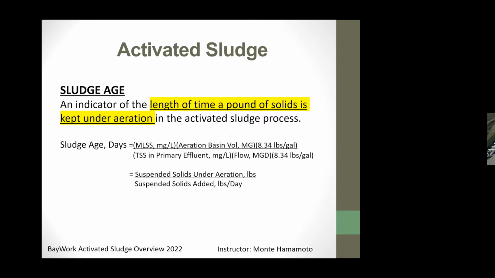Sludge age, some folks prefer to use it as their process control parameter for their activated sludge. And sludge age is an indicator of the length of time a pound of solids is kept under aeration. And there's the formula for sludge age in days. So it's your suspended solids under aeration and your suspended solids that are added per day, which is your TSS in your primary effluent. So that's how you can figure out your sludge age. Remember, that's a length of time 1 pound of solids is kept under aeration.